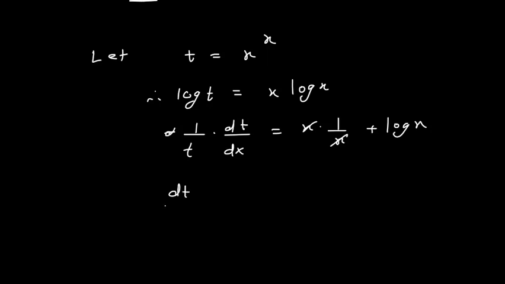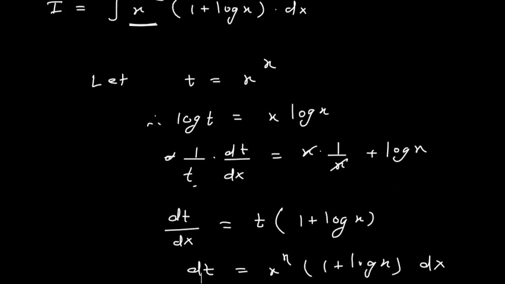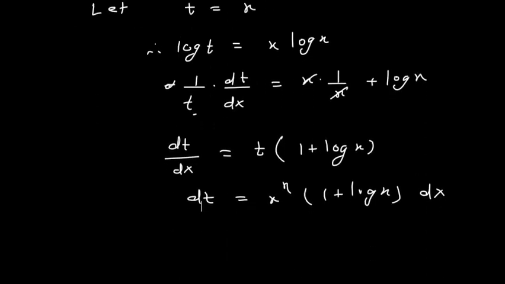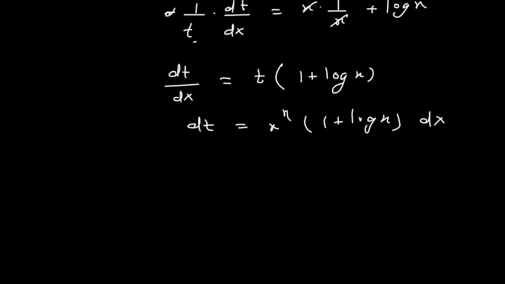As you may not remember this formula, I am just solving it. So dt upon dx will become t into 1 plus log x. Now t is x power x, so it is x power x into 1 plus log x. And then this dx I will move on this side. So I have dt is equals to x power x into 1 plus log x dx. So when I put t as x power x, this whole term x power x into 1 plus log x dx will become dt.